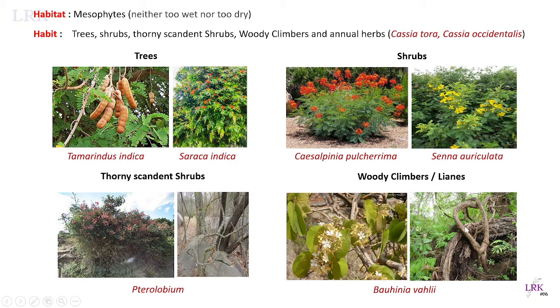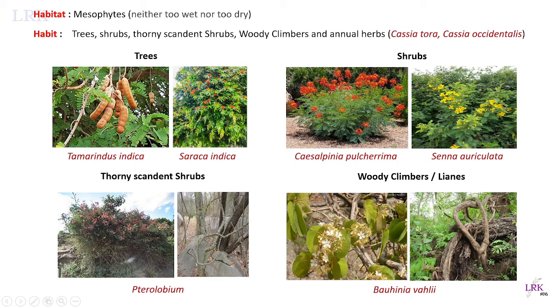Even though their stem is not so weak, they have strong stems, but to get maximum exposure to the sunlight, they climb over the trees that are beside them. Actually these lianas or woody climbers grow in evergreen forest. So to get maximum exposure, they climb taking the support of the side trees. Bauhinia vahlii is the good example of woody climbers or lianas in this subfamily.